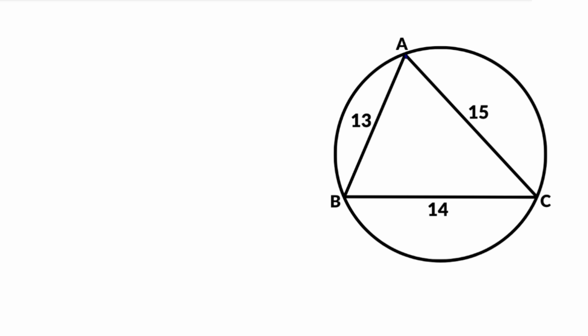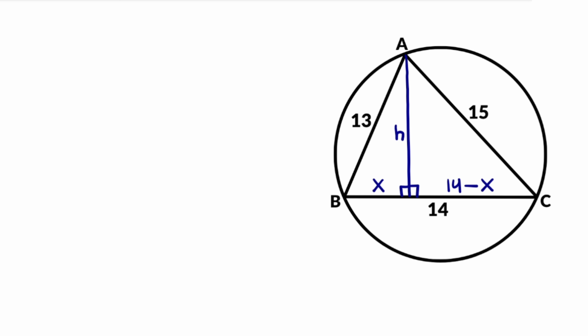Let's start by drawing a vertical line from point A straight down to the base BC. This line meets the base at a right angle. Let's call its length H. That altitude splits the original triangle into two smaller right triangles. It also divides the base of 14 into two pieces. Let's call the left piece x. That means the right piece must be 14 minus x.